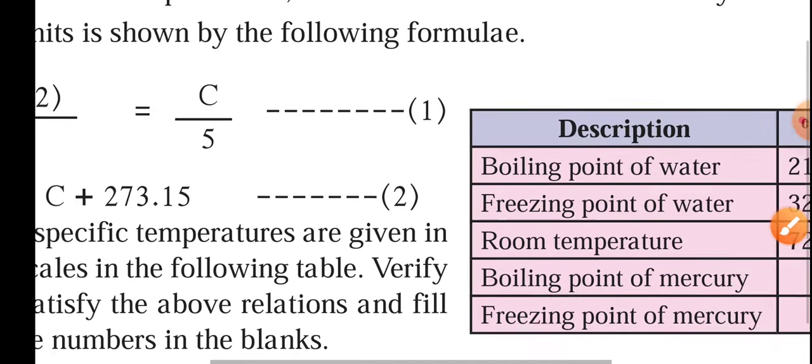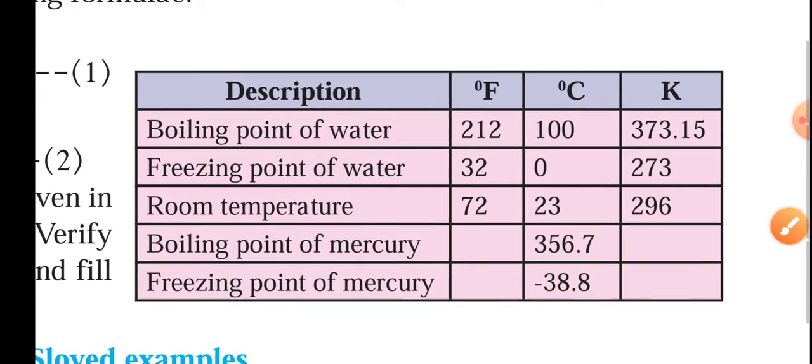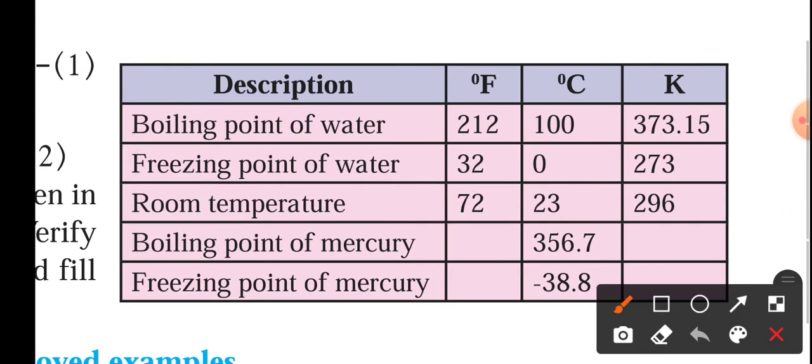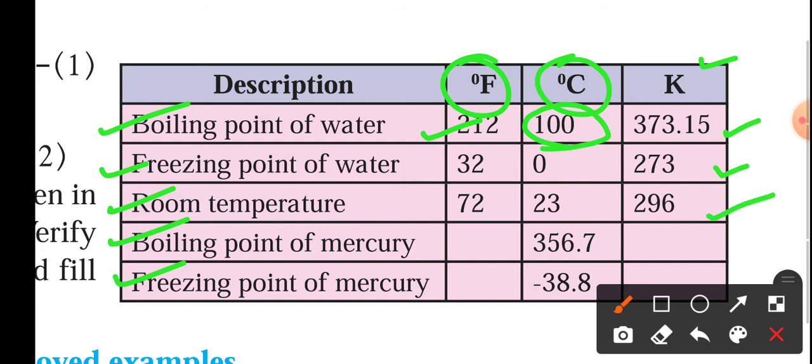Now they have given one short table over here to get the relation between degree Fahrenheit, degree Celsius and Kelvin. You can see the boiling water which is at 100 degrees Celsius. The temperature in Fahrenheit is 212 and 373.15 in Kelvin. In the same way they have given the freezing point, room temperature, the boiling point of mercury and the freezing point of mercury.